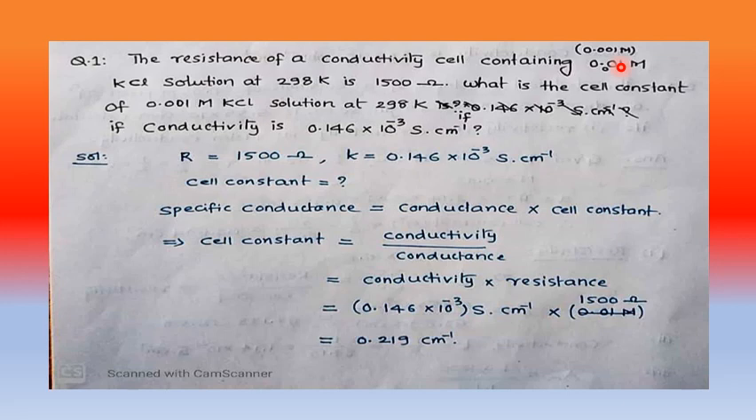Okay, here the resistance of a conductivity cell, finally 1500 ohm, R is given. What is the cell constant? It means we need L by A. Resistance is given, L by A. If conductivity or specific conductance, both are same, that means kappa is given. Already we know the relation directly. R equal to 1500 ohm. Ohm represents resistance. K equal to 0.146 into 10 power minus 3 Siemens centimeter inverse.